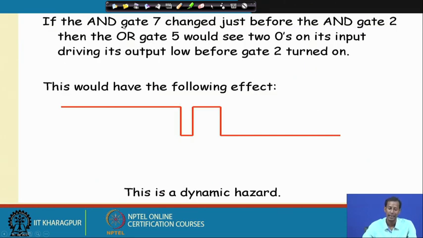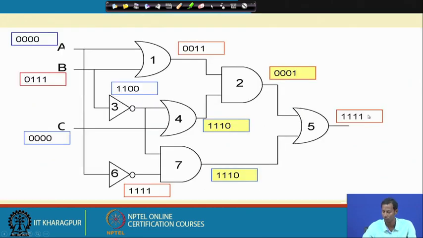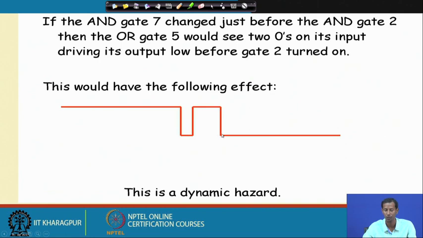But if the AND gate 7 changes just before the AND gate 2, then the OR gate 5 would see two zeros on its input, driving the output low before the gate 2 turned on, and this would have the following effect. That means, if you just try to continue, at that time I will get 0, then again, as there are 2 inverters in these 2 particular cases.